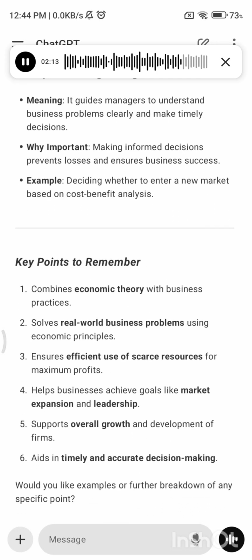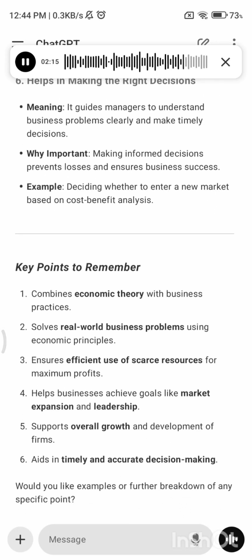Key points to remember: 1. Combines economic theory with business practices. 2. Solves real-world business problems using economic principles. 3. Ensures efficient use of scarce resources for maximum profits.